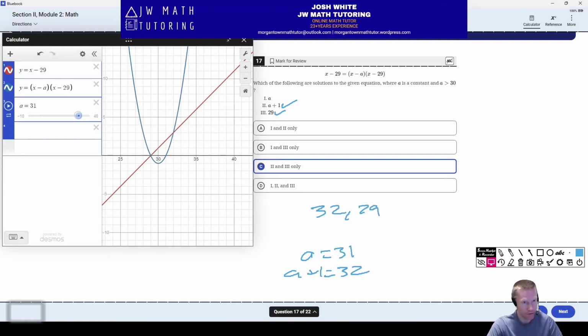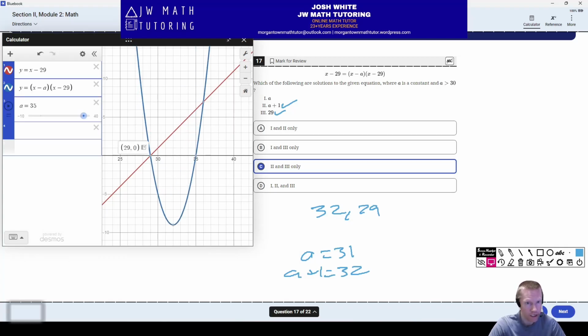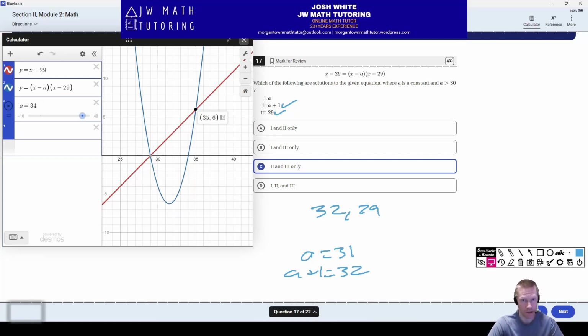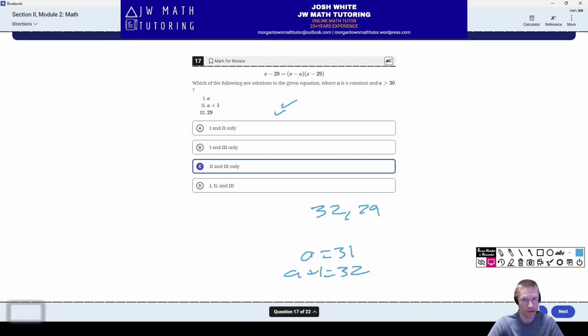So let's bump this up to 40. If you notice, the 29 stays as a solution. Right here, it keeps intersecting at 29 comma 0. However, the other one moves, but notice it's always one more than my A value. Here it's 35.7 versus 34.7. Here it's 35 versus 34. So this is how you could determine in Desmos that yes, 29 is a solution, A plus 1 is a solution, therefore it's letter C, 2 and 3 only.